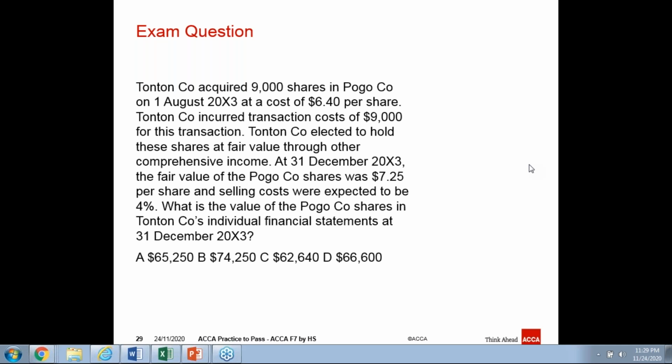Other component of equity is one of the equity accounts in which we recognize gains and losses. It is one of the reserve accounts, but it can only take the gains and losses from the OCI category.